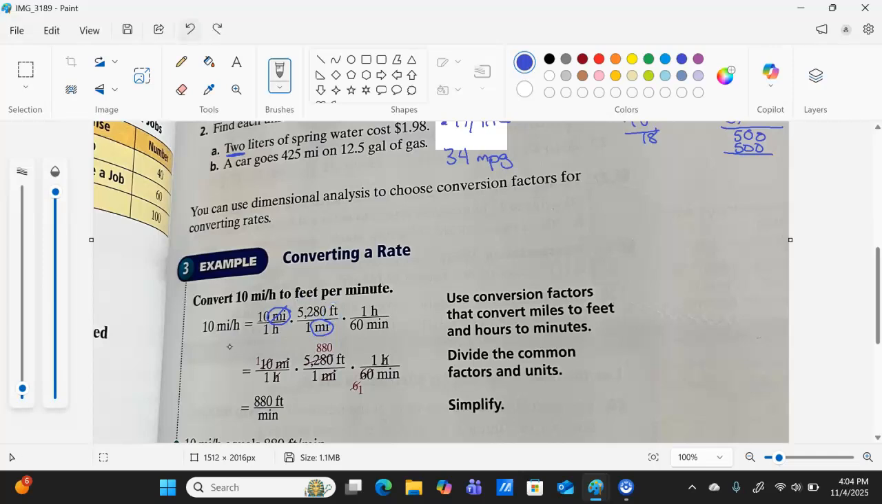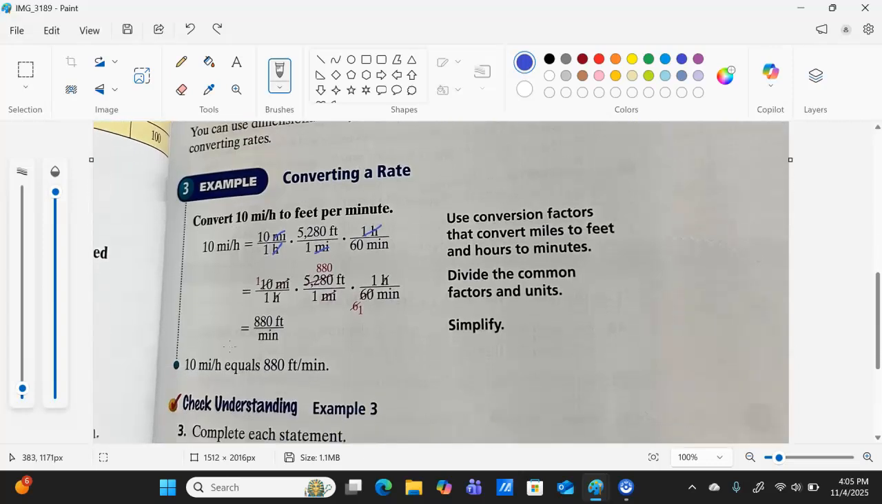So my top unit is okay. So now we look at hours. Hours is down here. In order to cancel, it has to go up top so that I can cancel it. And there are 60 minutes in 1 hour. So hours is gone, and you'll notice now your 2 units that are left are feet per minute. And now we have 10 times 5,280 divided by 60. We multiply things along the top, divide by things on the bottom.